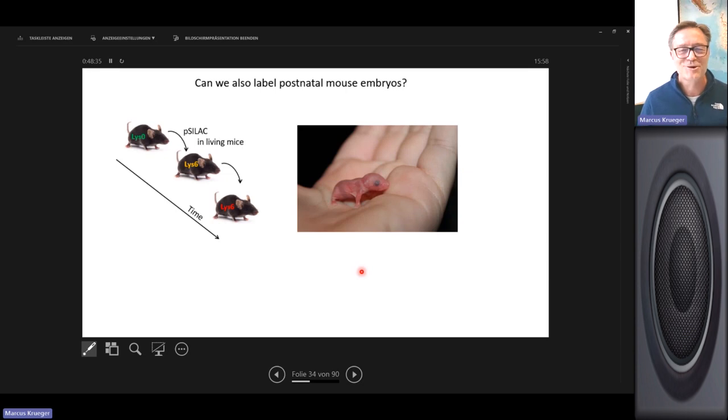Okay. So what we can also do, and I wasn't so sure about doing that experiment, but we were approached by another group, and they said, we need SILAC in our animals.